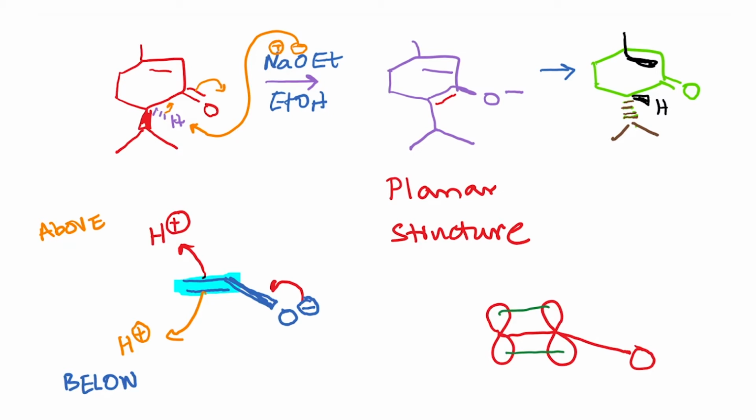And so you have two faces. So if it reacts from above, the hydrogen would be above. That's this product. And if it reacts from below, that is, if the proton is added from the face below, then you're going to get back the starting material. So as you can see, these two compounds are actually enantiomers of each other. And so a racemization happens.